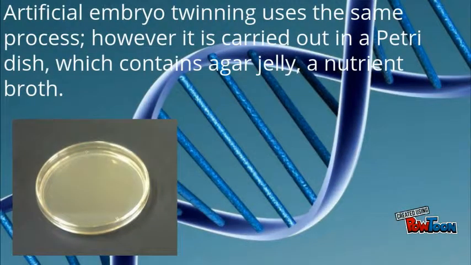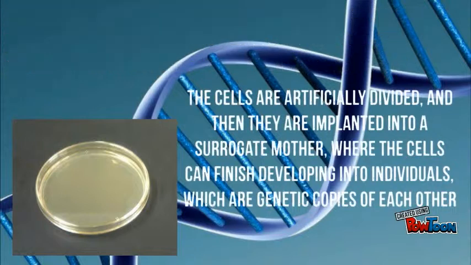Artificial embryo twinning uses the same process, however it is carried out in a petri dish, which contains agar jelly and nutrient broth. The cells are artificially divided and then they are implanted into a surrogate mother, where the cells can finish developing into individuals.